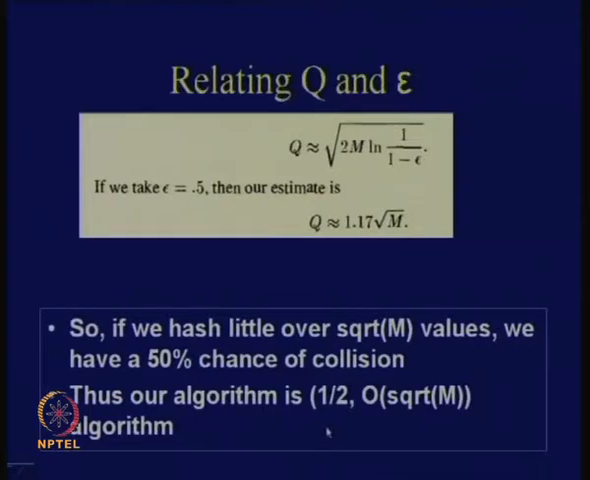So the rest of the things you understand. Finally, your algorithm will be a half comma O square root of m, because half is your probability of success and the number of queries that you make is roughly of the order of square root of m, right? So is it okay?